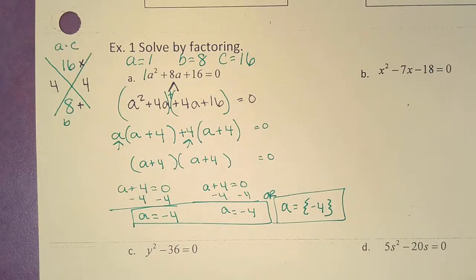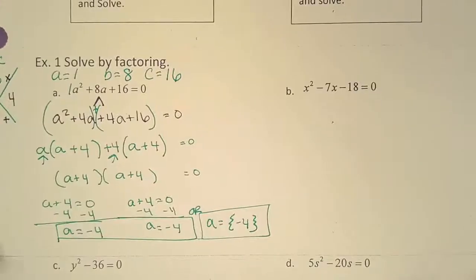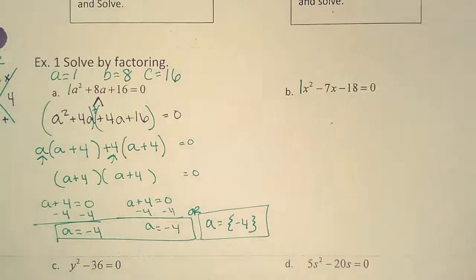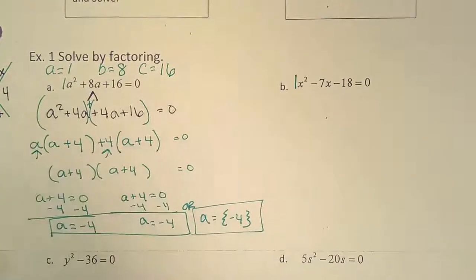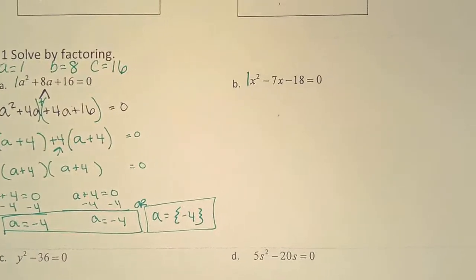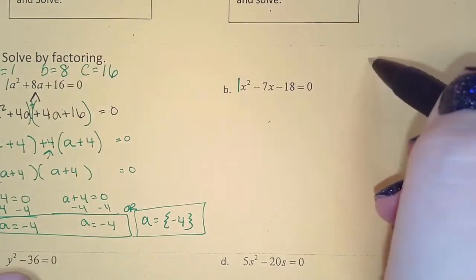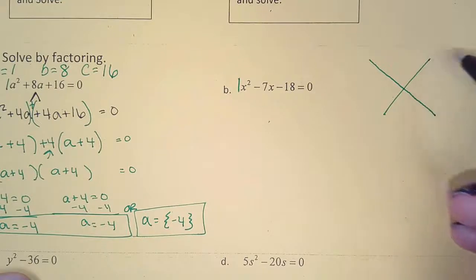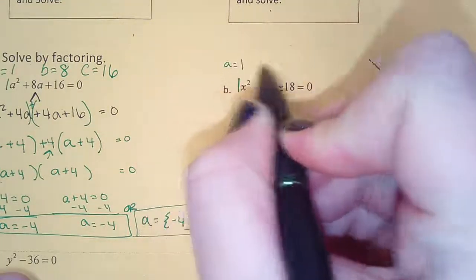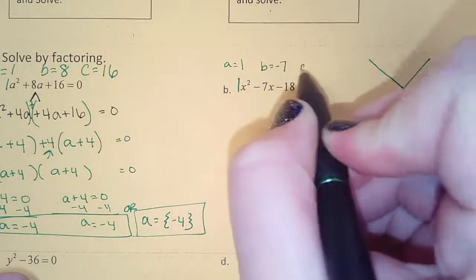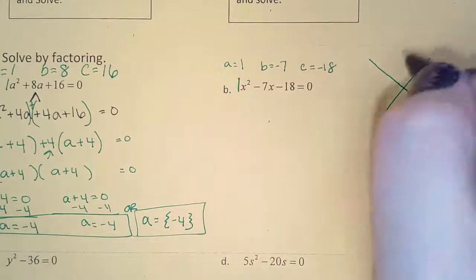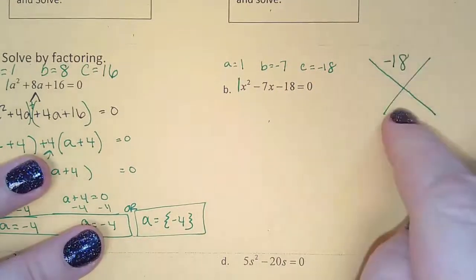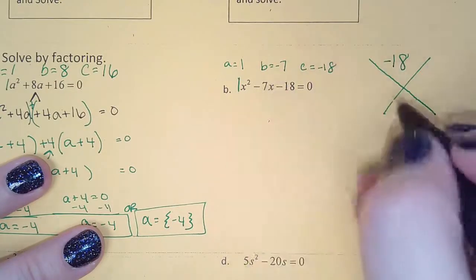Let's do another. So this time, our first term is 1, so we'll use that shortcut. You could always revert back to this method, or we can use one of our shortcuts. So I still need to do the X, so A equals 1, B equals negative 7, C equals negative 18. 1 times negative 18 is negative 18. At the bottom, B, negative 7.